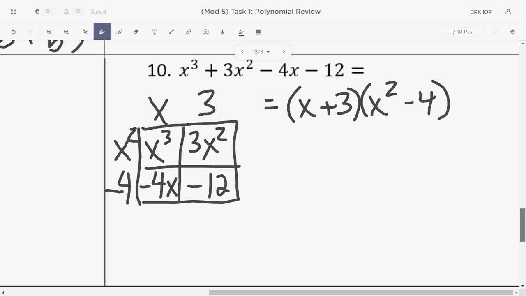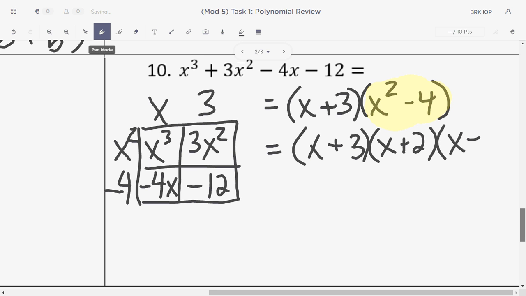But wait, you're not done. You're not done, you're not done, you're not done. This is difference of squares. So you've got to finish it. x plus 3, x plus 2, x minus 2. Now I'm done. Okay, so that is the assignment for the review of factoring.